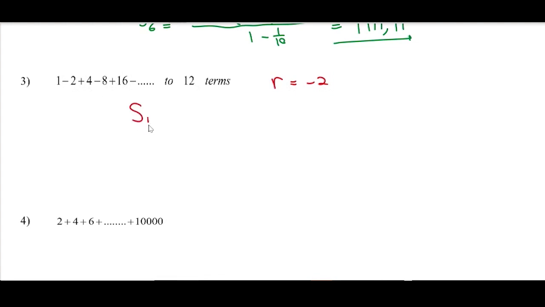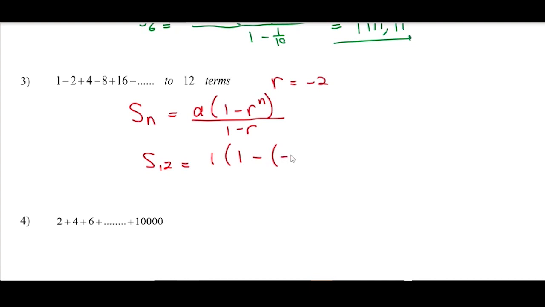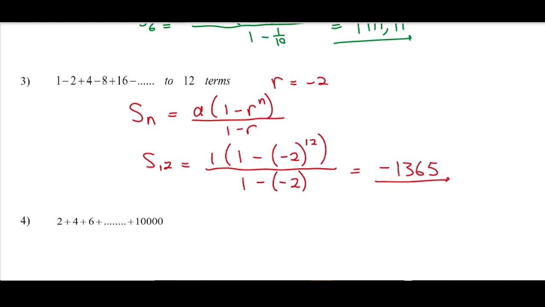Our formula, Sn, A, 1 minus R to the n over 1 minus R. So the sum of 12 terms is going to be A, which is 1, minus, now just be careful here, let's just put some brackets in. R is -2 to the power of 12 over 1 minus -2. Right, providing I type all of that neatly and exactly like that into my calculator, I get my final answer, -1,365.